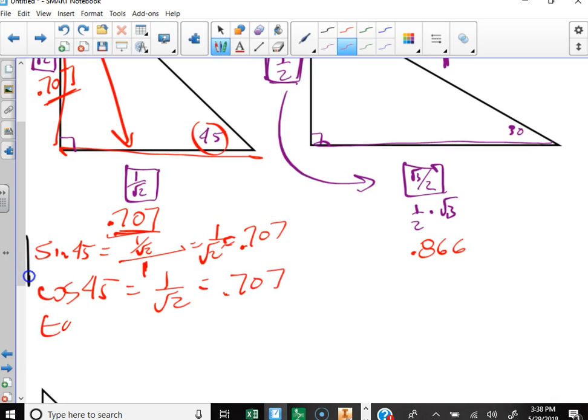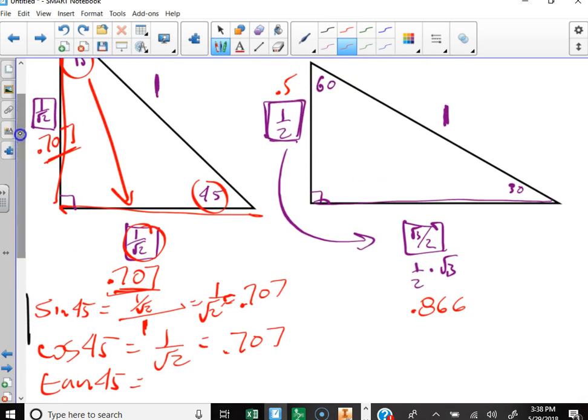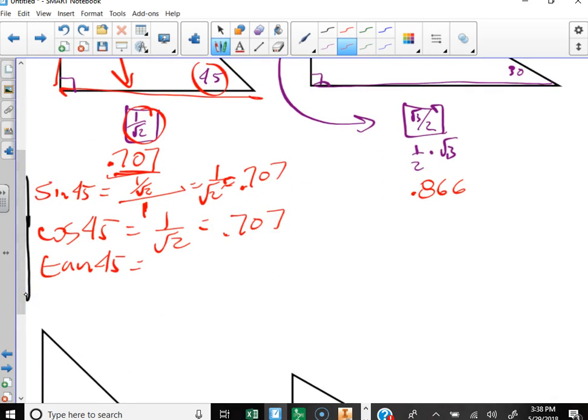And the tangent of a 45, well, what's it going to be? It's going to be opposite over adjacent. Well, wait a second, they're the same number. So anything over itself, 0.707 divided by 0.707 is 1. So the tangent of a 45 is just 1.